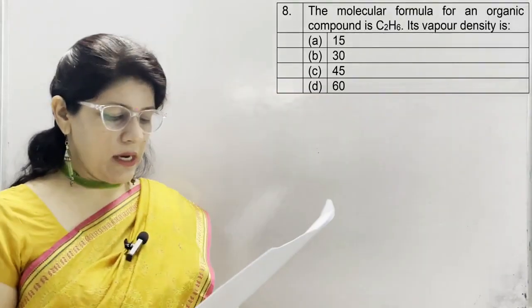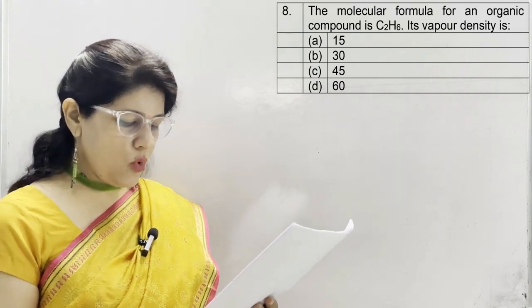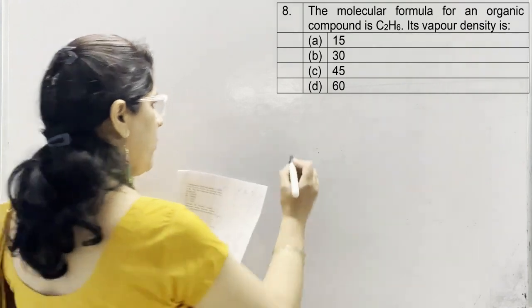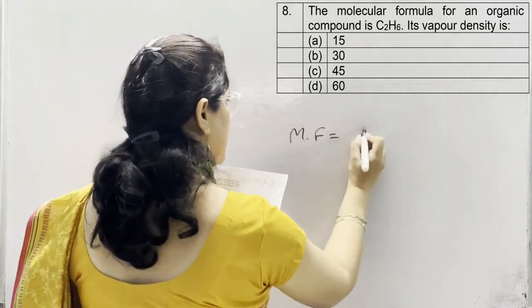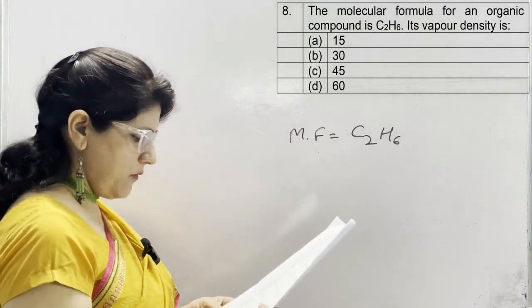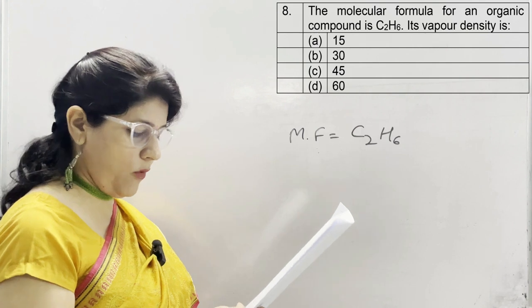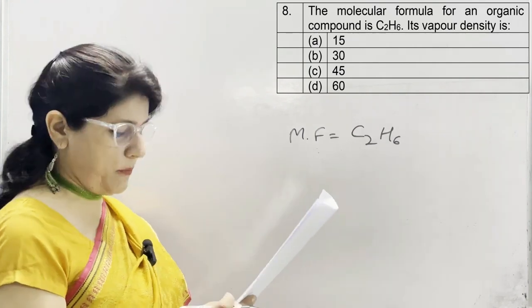In the next question 8, the molecular formula for an organic compound is C2H6. Its vapor density we need to find, and we know that the molecular mass is equal to 2 into vapor density.